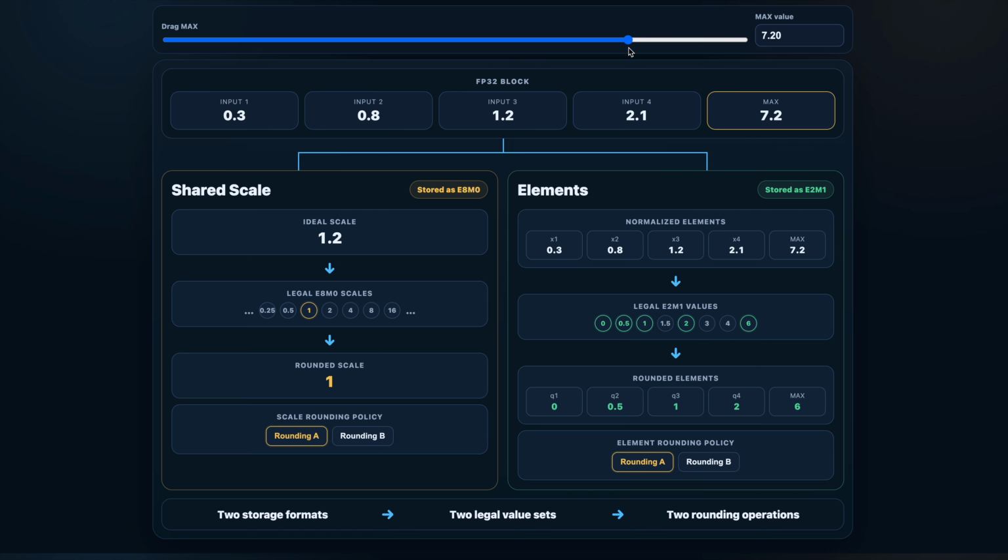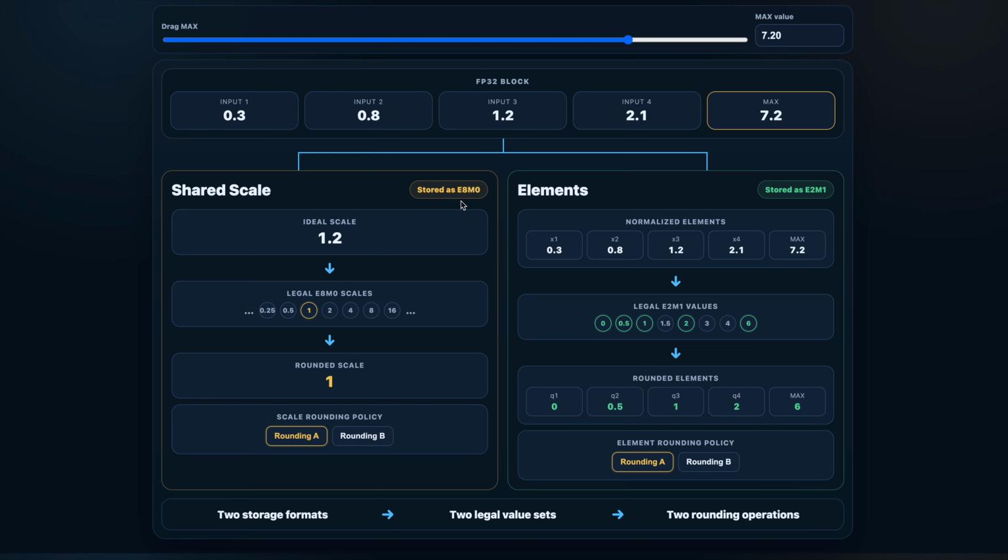Now, the recipe says that given a block of numbers, you pick the max, which is 7.2. Then you have your target element format, which has a max value of 6. Then you scale it down. When you scale it down, 7.2 becomes 1.2. So that's the normalized scale, or the ideal scale. But now we have to consider how you store this in E8M0 format.